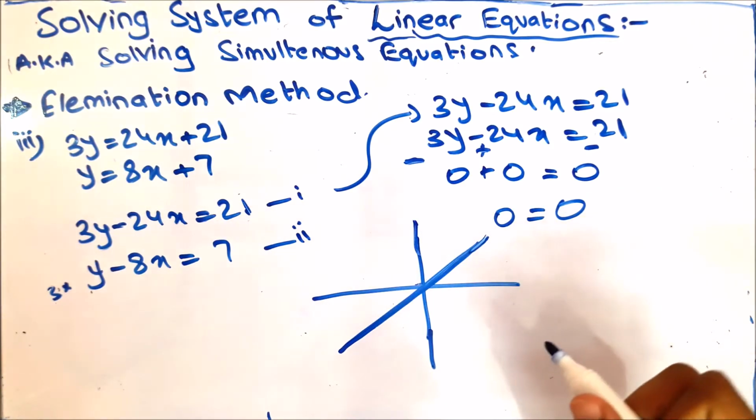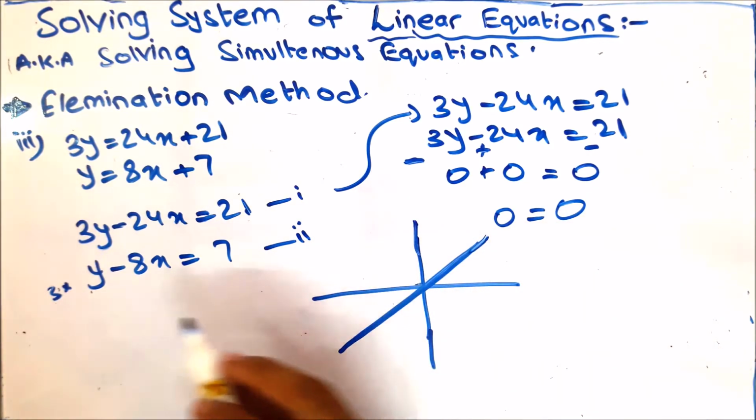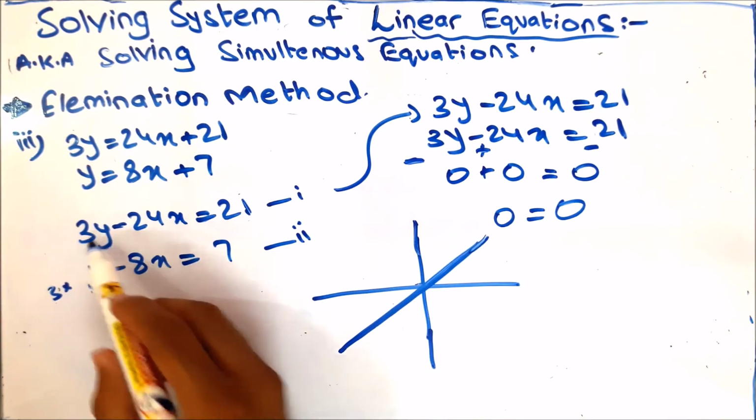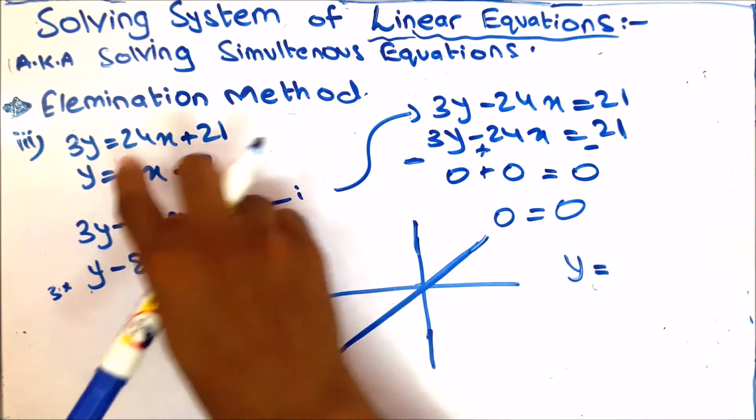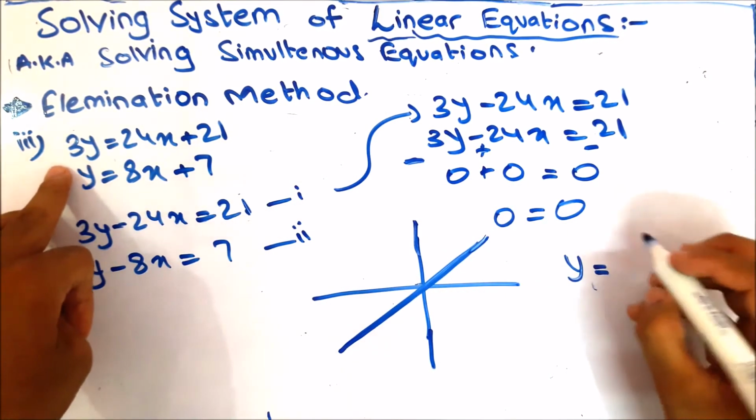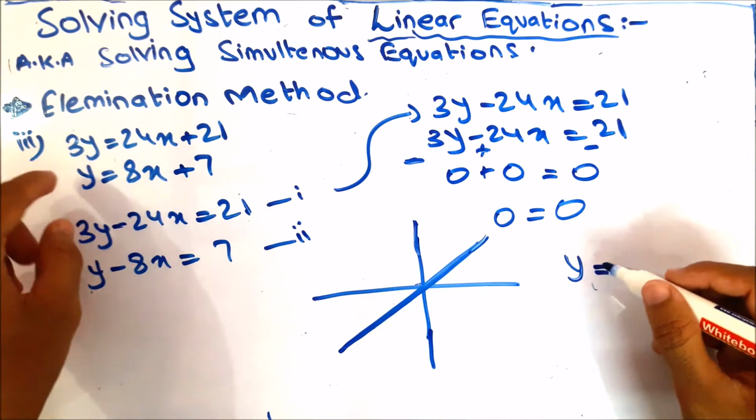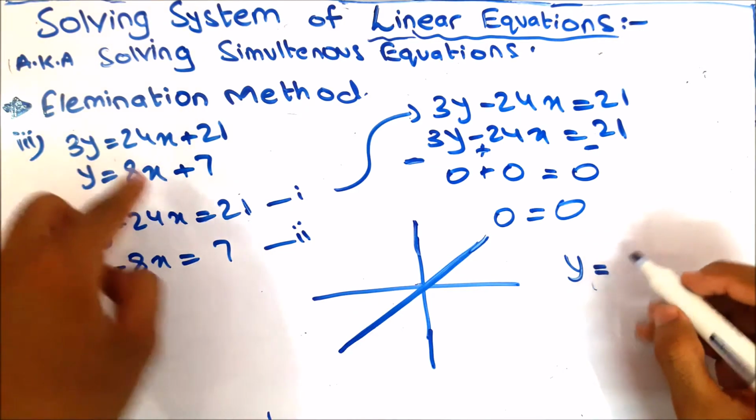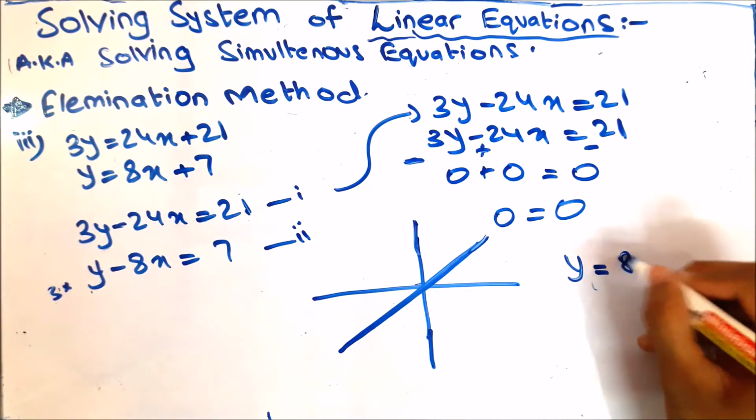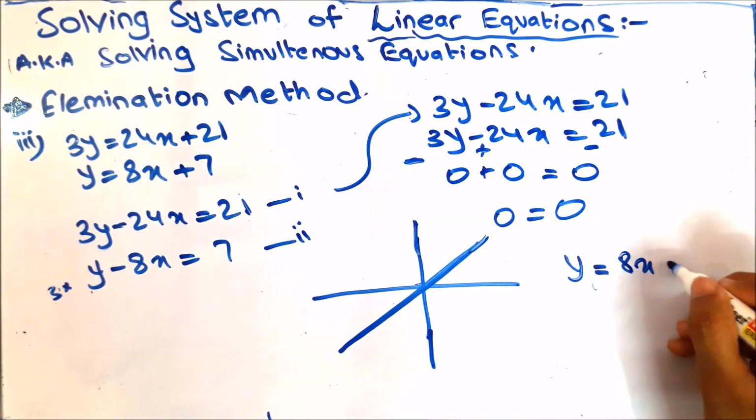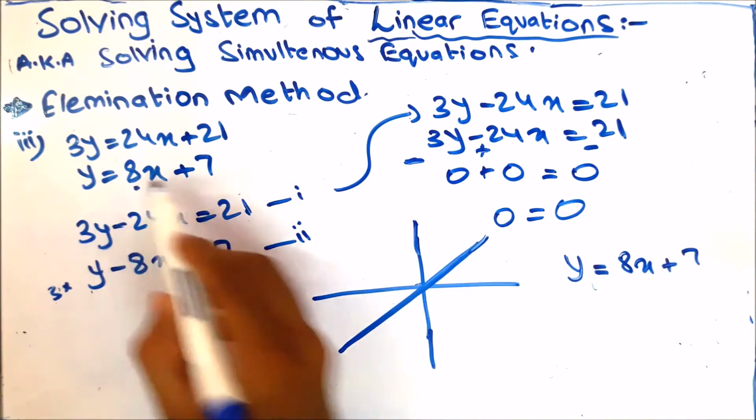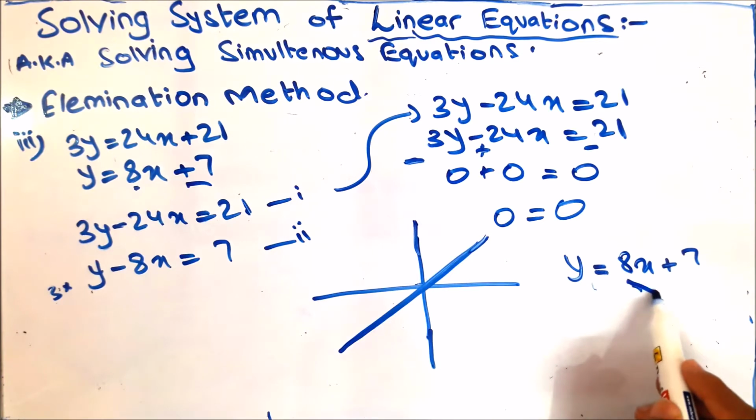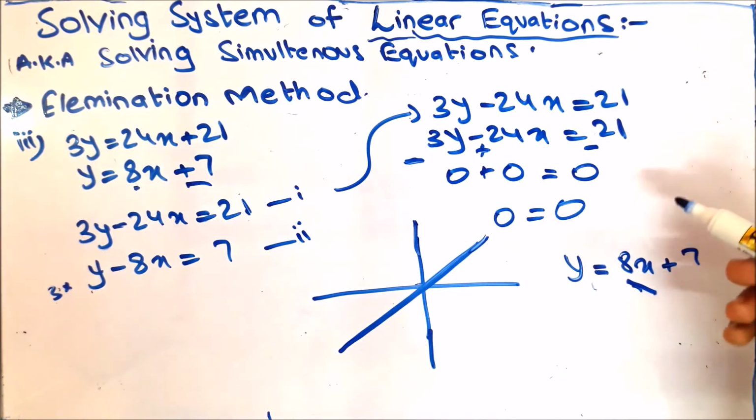They also have the same gradient. If you notice, if we divide this equation by 3, we get y equals 8x plus 7: 3y divided by 3 becomes y, 24 divided by 3 becomes 8x, and 21 divided by 3 becomes 7. Okay, so this is the same as this. Both equations are the same. It's just a multiple of each other.